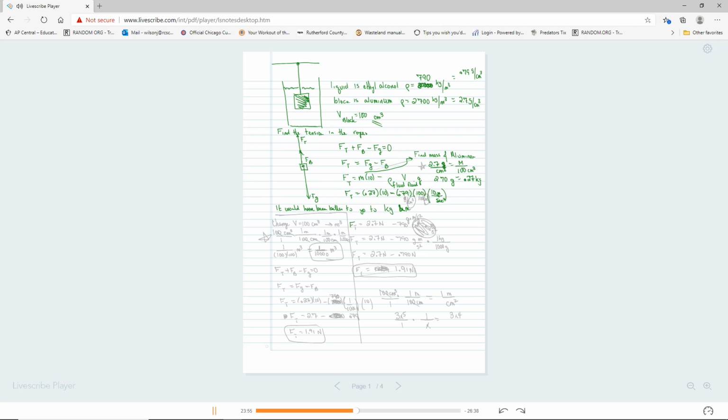So, force tension, 0.270 times 10 is 2.7 newtons. This piece over here is 0.79 times 100 times 10. So I'm going to move the decimal place 3 places to the right. But I have centimeters squared, sorry, centimeters cubed, and meters per second squared. So I've got a mess on this.